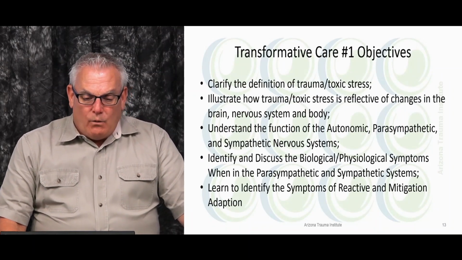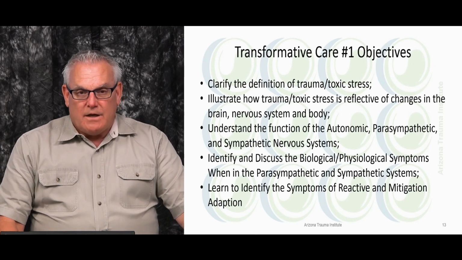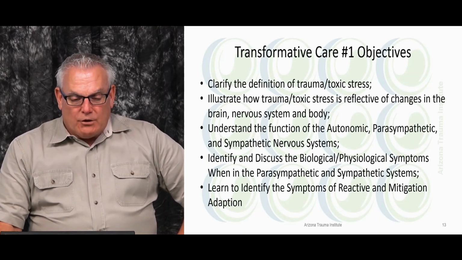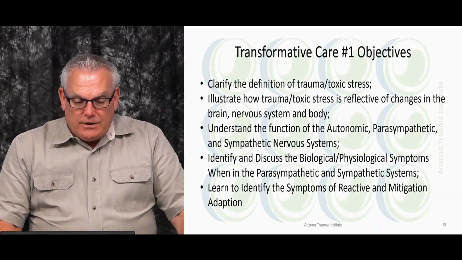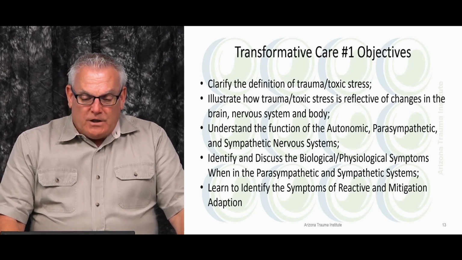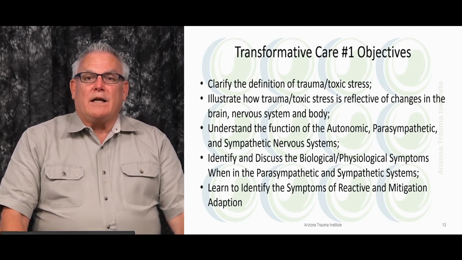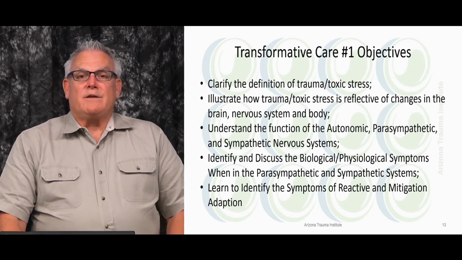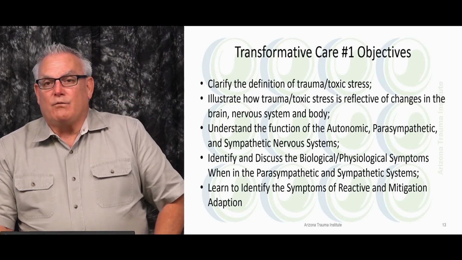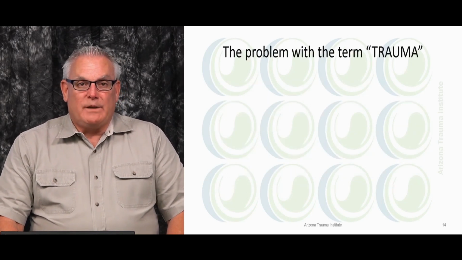Okay. So basically, what I want to do in this section is to clarify the definition of trauma or toxic stress. You'll hear these used interchangeably. We want to illustrate how trauma or toxic stress is reflective of changes in the brain, the nervous system, and the body, so that it's a biological function. Understand the function of the autonomic, parasympathetic, and sympathetic nervous systems. Identify and discuss the biological or physiological symptoms when the parasympathetic and sympathetic systems are in control, and then learn to identify the symptoms of reactive and mitigative adaptation. Okay, so that's what we're going to cover in the next few minutes.